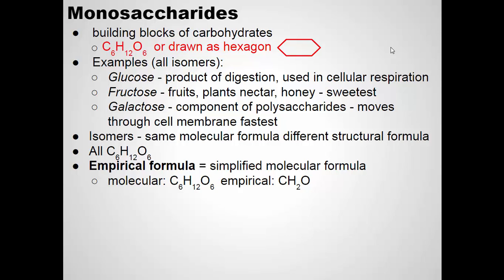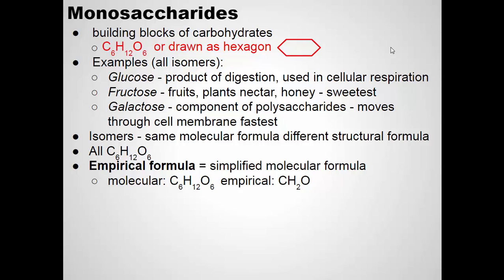Glucose is obviously really important. You learned about it in cellular respiration, photosynthesis. It is one of the prime raw materials for cellular respiration. Fructose is produced in fruits, in plant nectar, in honey. This is one of the sweetest, in terms of taste, monosaccharides. It's why high fructose corn syrup is used often as a sweetener in food products.